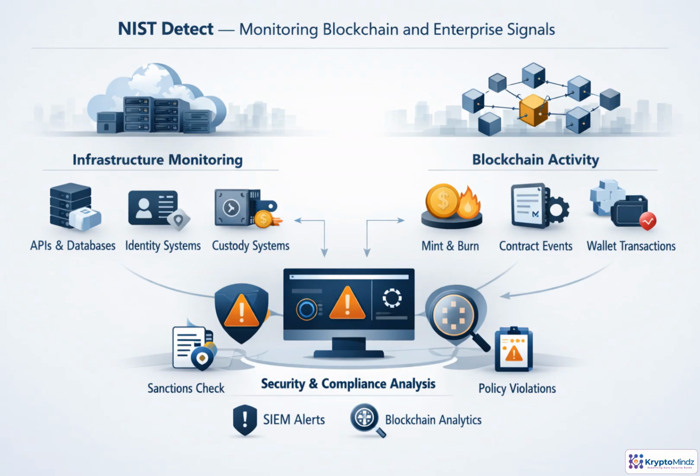Detection in blockchain environments is not one monitoring stream. It is correlation. Traditional signals from APIs, databases, identity systems, cloud logs, nodes, and custody platforms need to be evaluated alongside on-chain behavior, such as transfers, minting, burning, contract upgrades, and role changes. The aim is to turn scattered events into actionable alerts: sanctions hits, key policy violations, unauthorized transfer attempts, abnormal transaction patterns, or infrastructure failures. Strong detection connects security, operations, and compliance before issues become incidents.